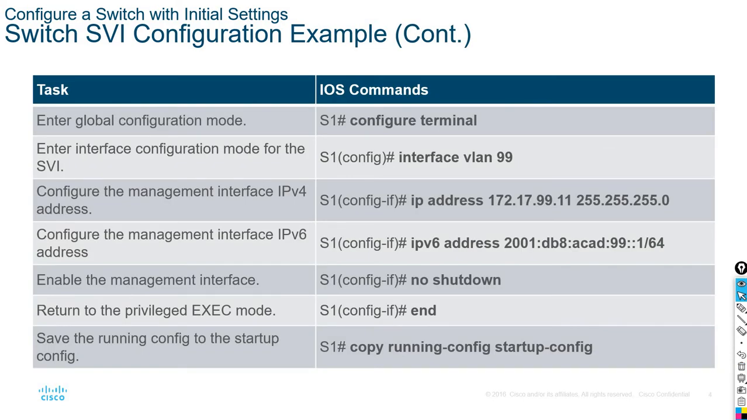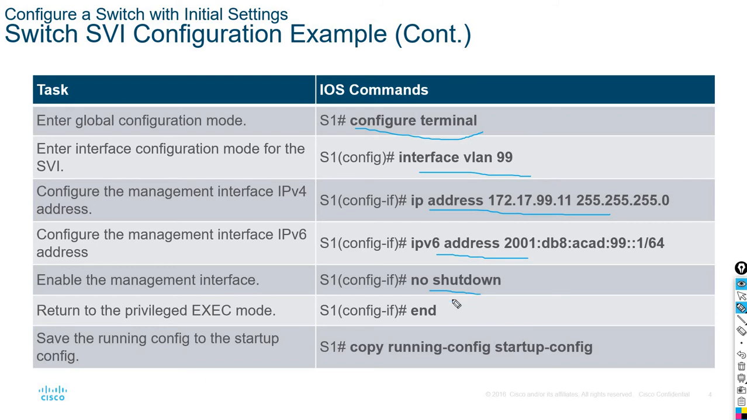These are some switch SVI configuration examples. First, enter the global configuration mode using the command configure terminal, and then give interface VLAN 99 and the IPv4 address followed by the subnet mask, and similarly for IPv6, and no shutdown to enable the management interface.